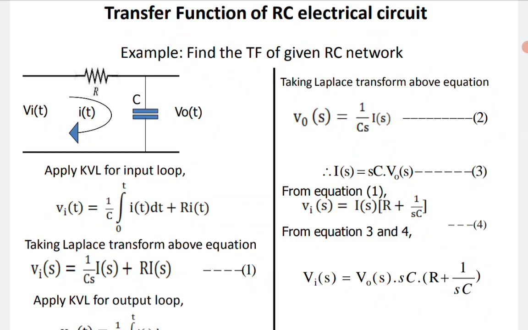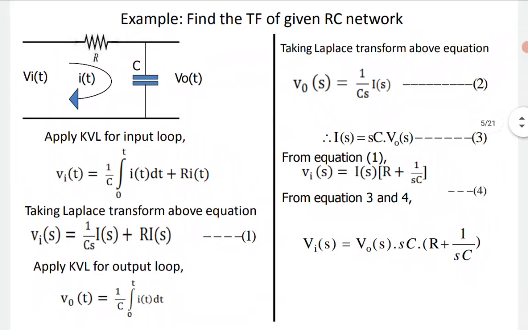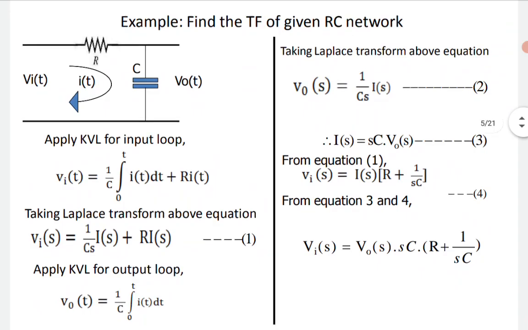Again, if we apply KVL, Kirchhoff's voltage law, for the output loop, that is V0(t) = (1/C) ∫ from 0 to t of i(t) dt. And again, if we apply the Laplace transform with zero initial condition on the above equation, that generates V0(s) = (1/Cs) I(s). So this implies I(s) = Cs V0(s).